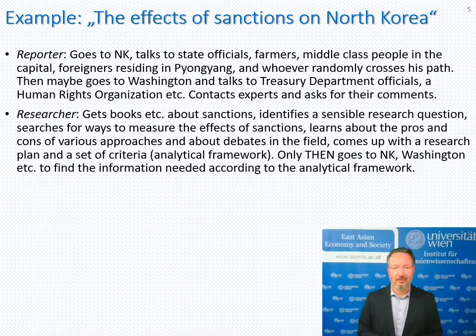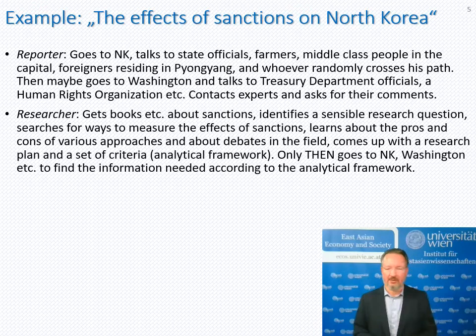It's very remarkable. Or you talk to a human rights organization in North Korea, in the US, or any other internationally based human rights organization that would tell you how people actually suffer from not being able to import key inputs, for example, for agriculture. And then maybe also contacts experts. And well, I've written here, asked for their comments. I think journalists call that sound bites amongst each other.